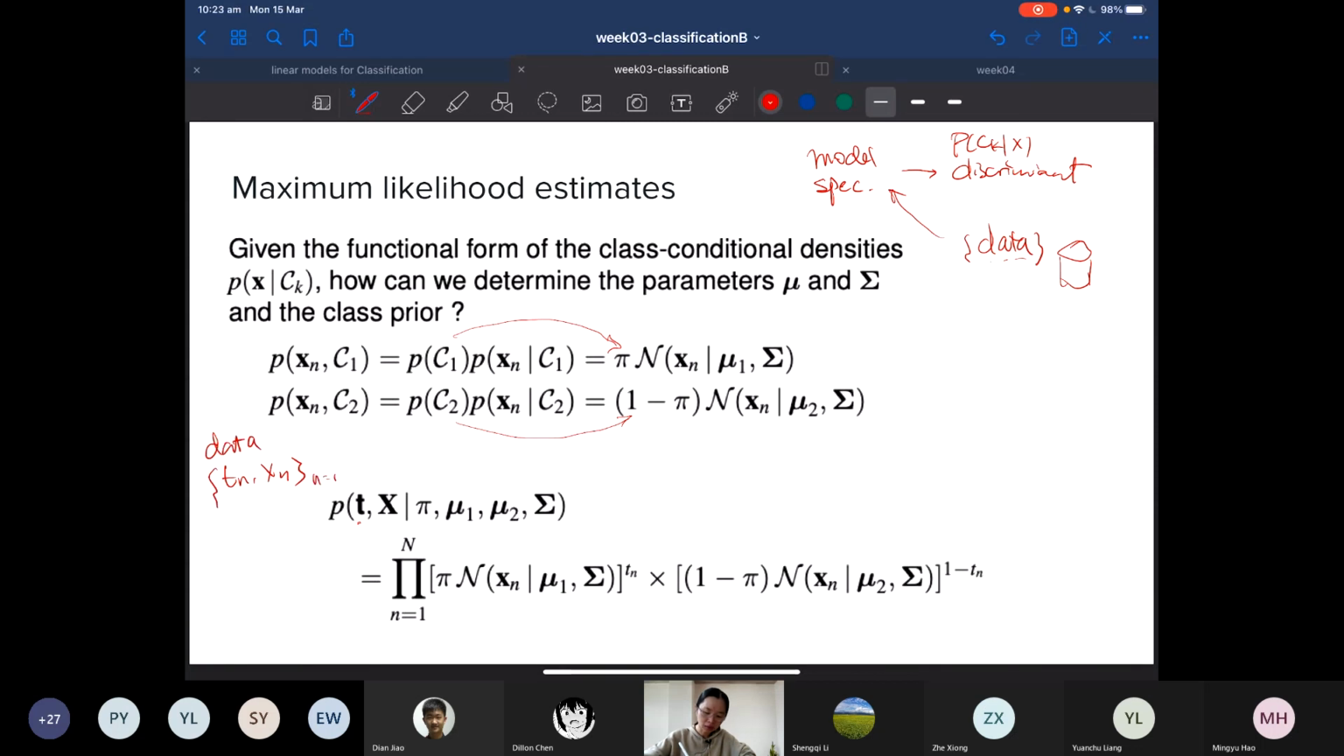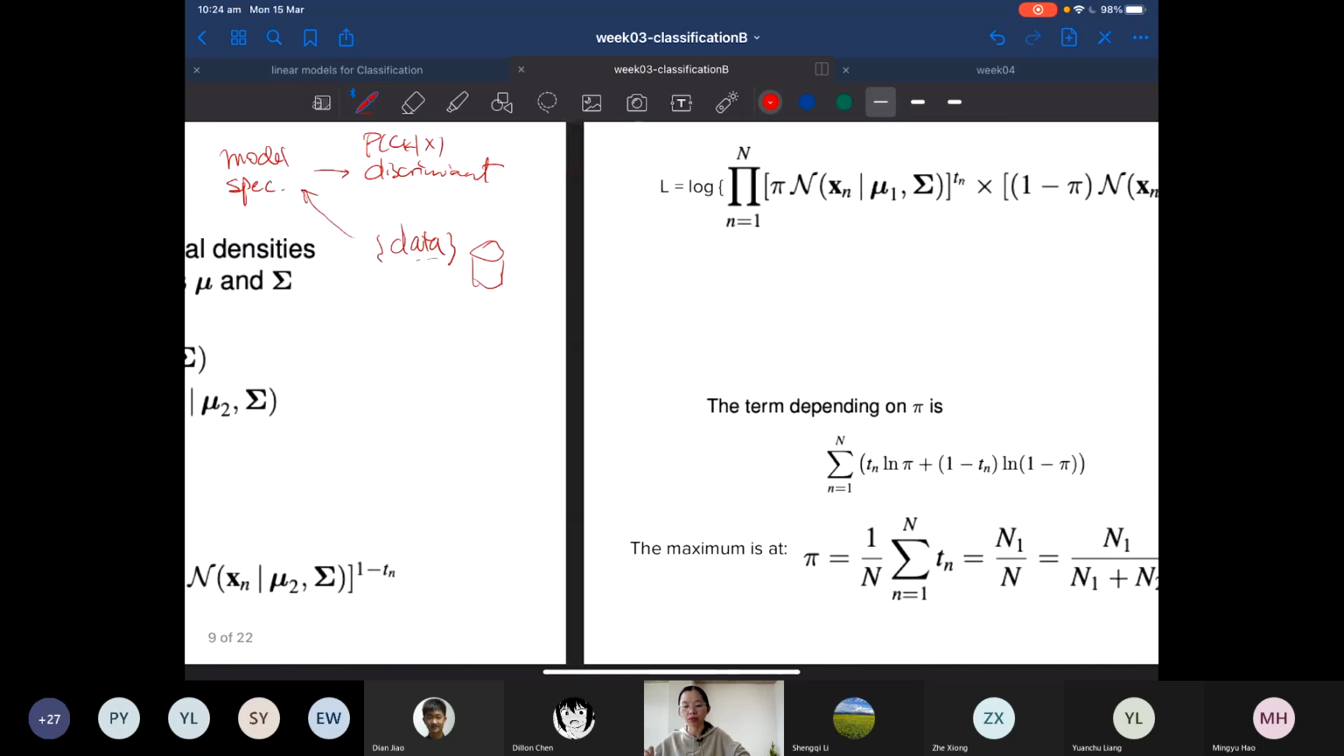That goes from n equals 1 to big N. Then if the little tn is 1, actually, it's class 1, then the first term is active. If the little tn is 0, then the second term is active. Because all of these data points are assumed to be IID, we just multiply them all together. So this is the entire likelihood term, right?